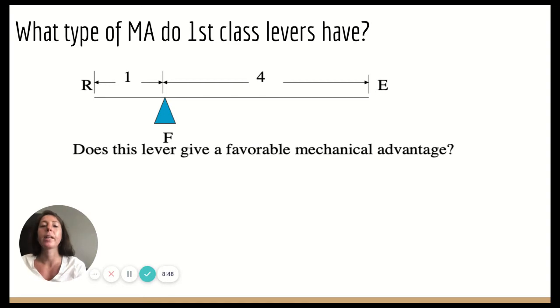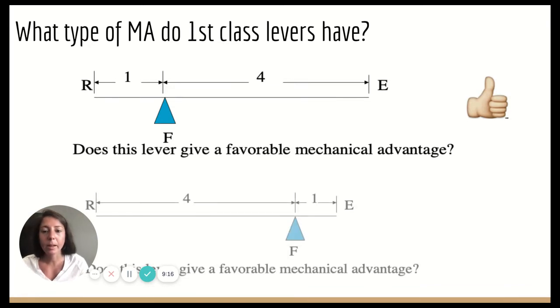But does this lever give a favorable mechanical advantage? When we plug in that formula, is it greater than 1? So what you want to do is the distance from E to F is 4. And we want to divide that by the distance from R to F, which is 1. So the mechanical advantage is 4, which is definitely greater than 1. So it does have a favorable mechanical advantage. You can move something with less effort.